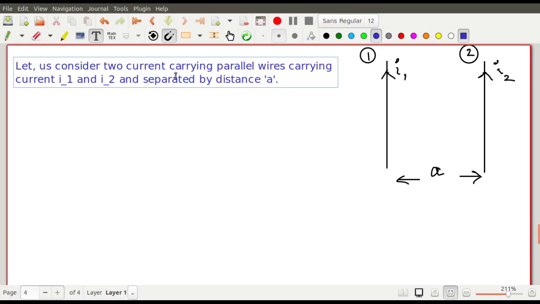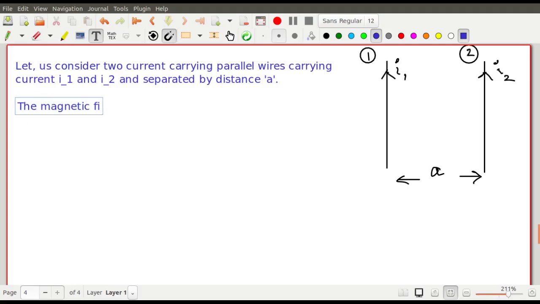Now the next question is that there is no magnetic field, but you know that in order to experience a force, if a conductor has to experience force, then there must be some magnetic field. There must be a magnetic field. So the next idea is: who produces the magnetic field?